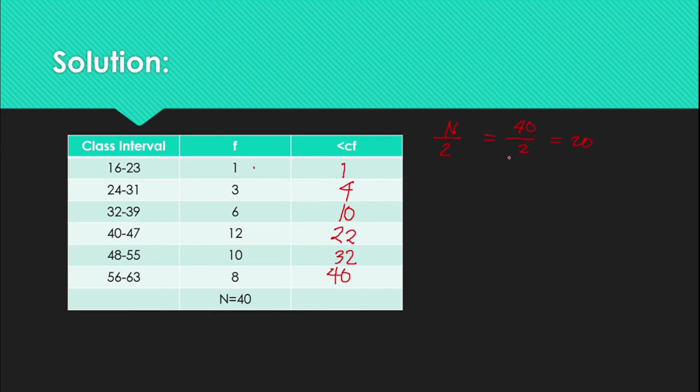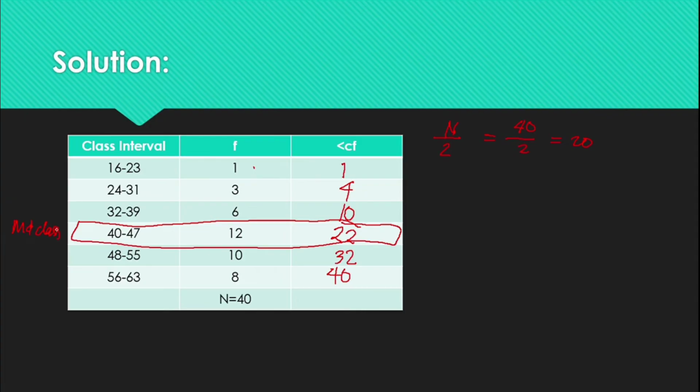To determine the median class, by just looking at the cumulative frequency, we could not take 10 here as our cumulative, because it is less than 20. So this is our median class, because 22 is the first cumulative frequency that reaches 20. So this is our median class.